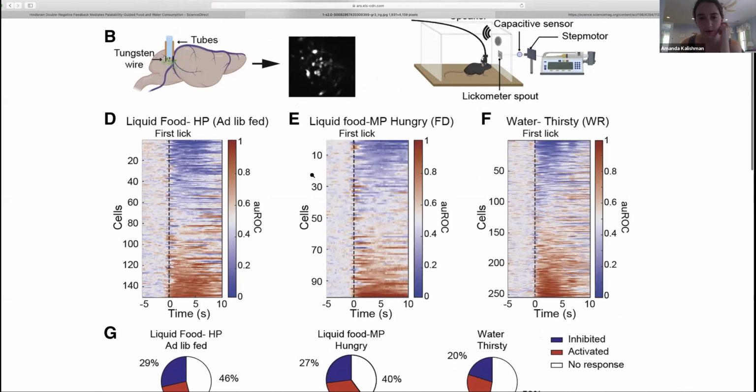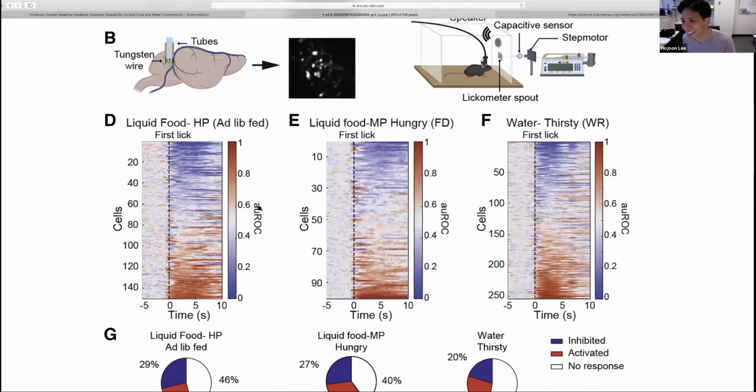What is the measure on the right side from 0 to 1 in the scale of colors? What does that mean? AU? Yeah, arbitrary unit. Okay. Just made a scale, and it's probably some measure of changes in fluorescence.